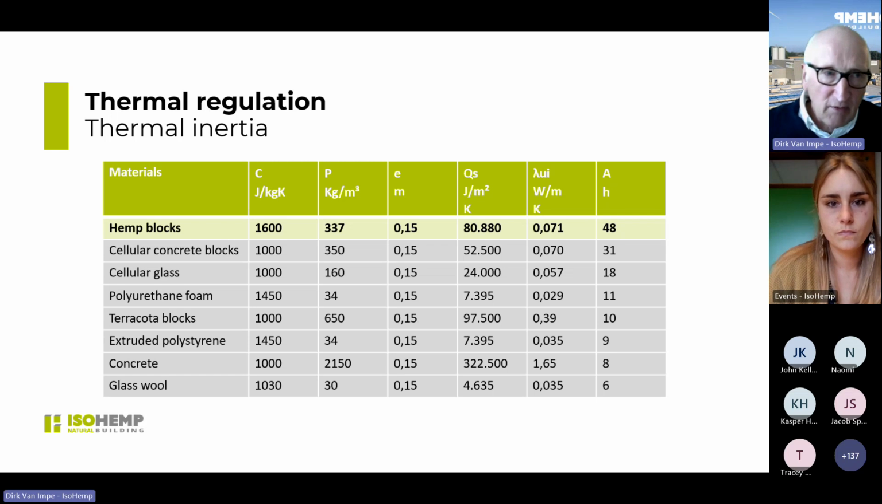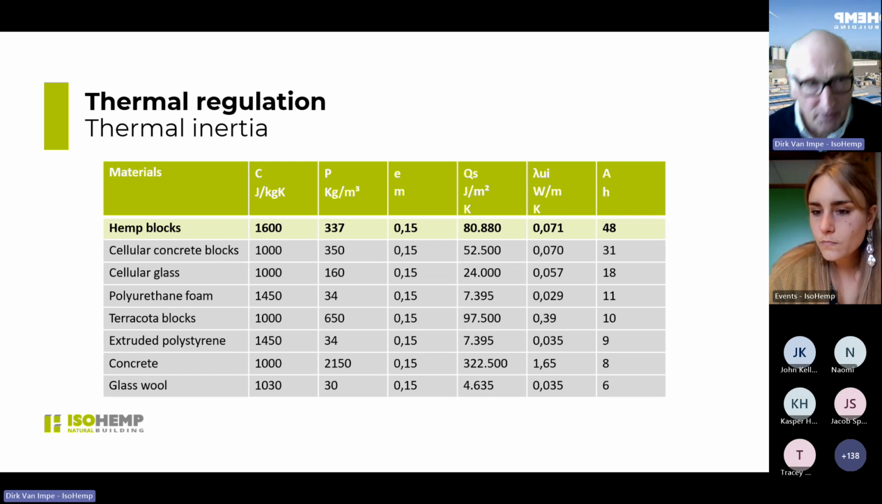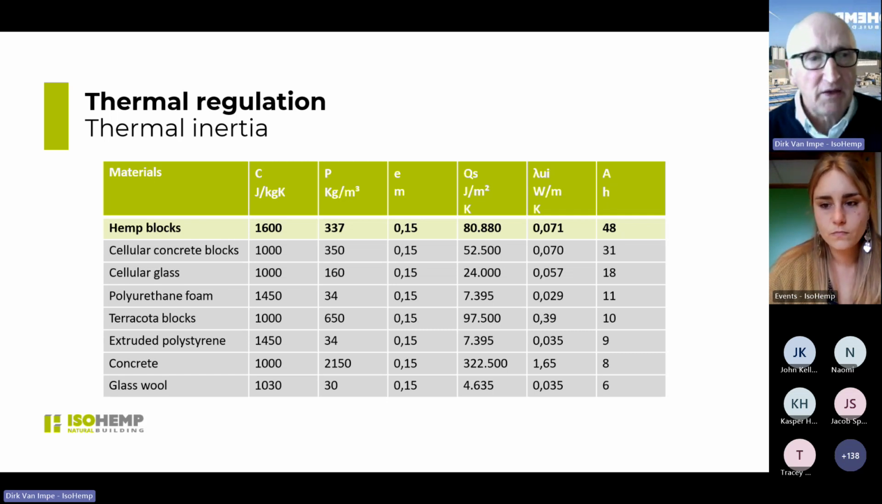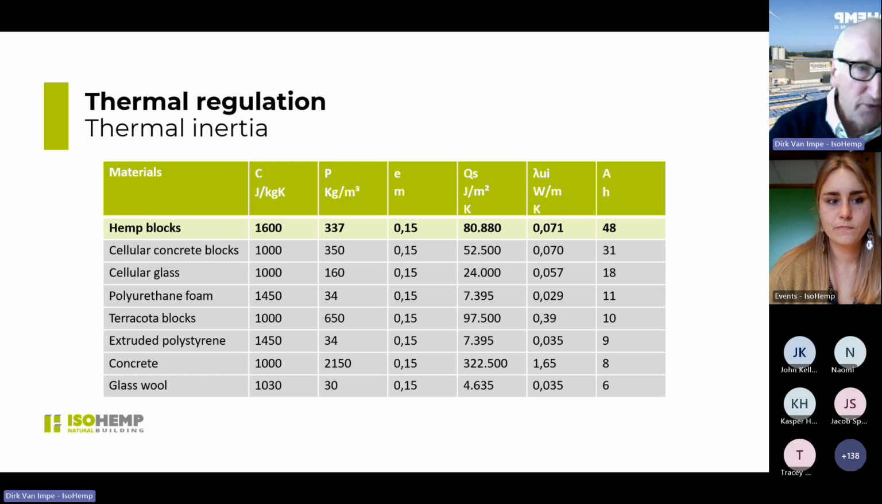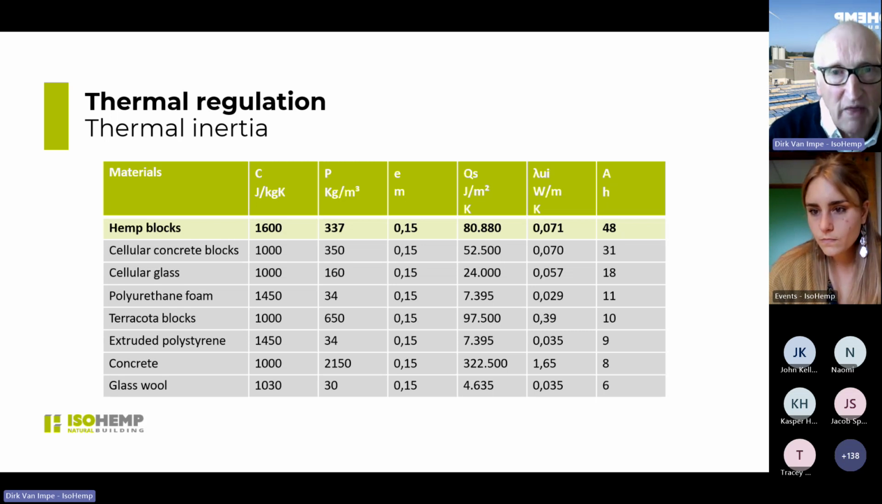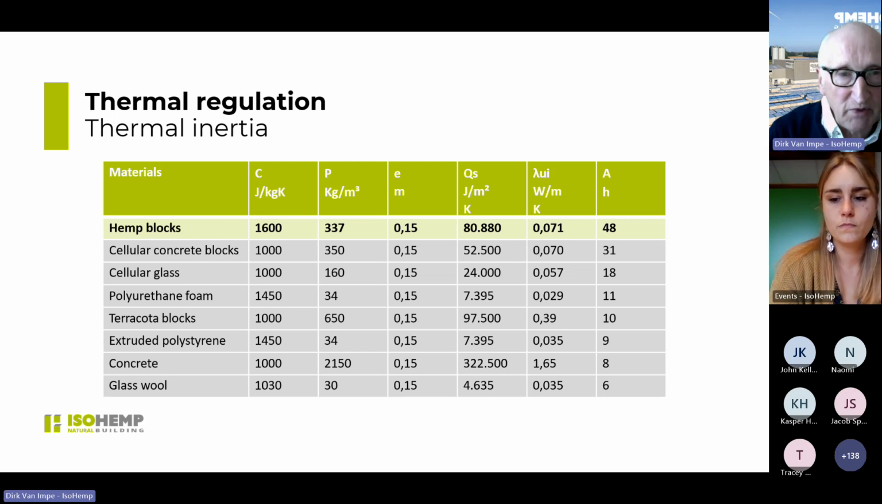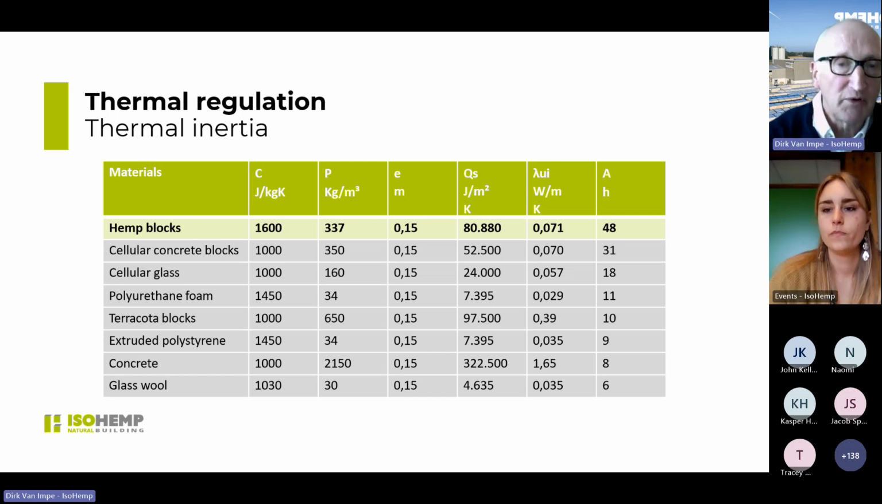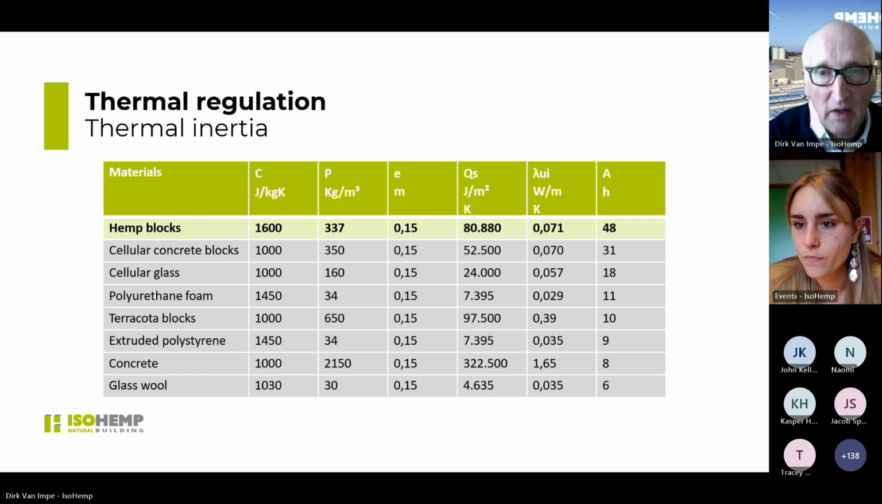So here we have worked out a table just to compare with other materials very often used as insulation material. The first value is the C value, the specific heat capacity in joules per kilogram Kelvin. The second is the mass, the weight, because it also has to do with the weight of the insulation material. The thickness: we keep the same thickness for all the examples, just to compare. And then this is the QS, a calculated value, the thermal capacity, so the amount of heat a material can store with this thickness. You achieve this by multiplying the C with the rho and the thickness, and it's in joules per square meter Kelvin.